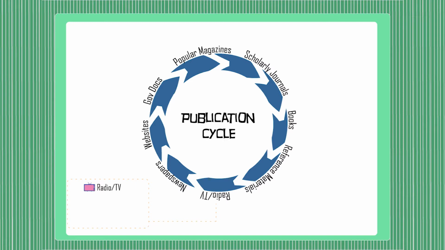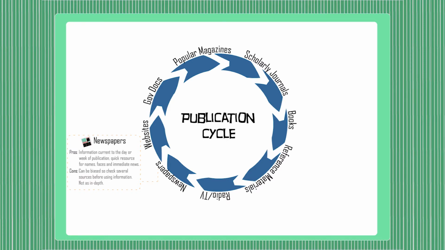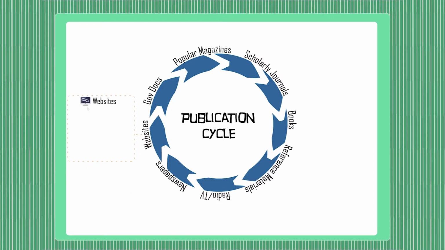Radio and TV. Pros. Current information, discussion, opinions, and commentary. Timely updates. Cons. Can be biased. Information comes in pieces and is not always a complete picture of a situation. Newspapers. Pros. Information is current to the day or week of publication. Quick resource for names, facts, and immediate reaction to what is happening. Cons. Can be biased, so check several sources before using the information for a complete view of the topic. It's not as in-depth.